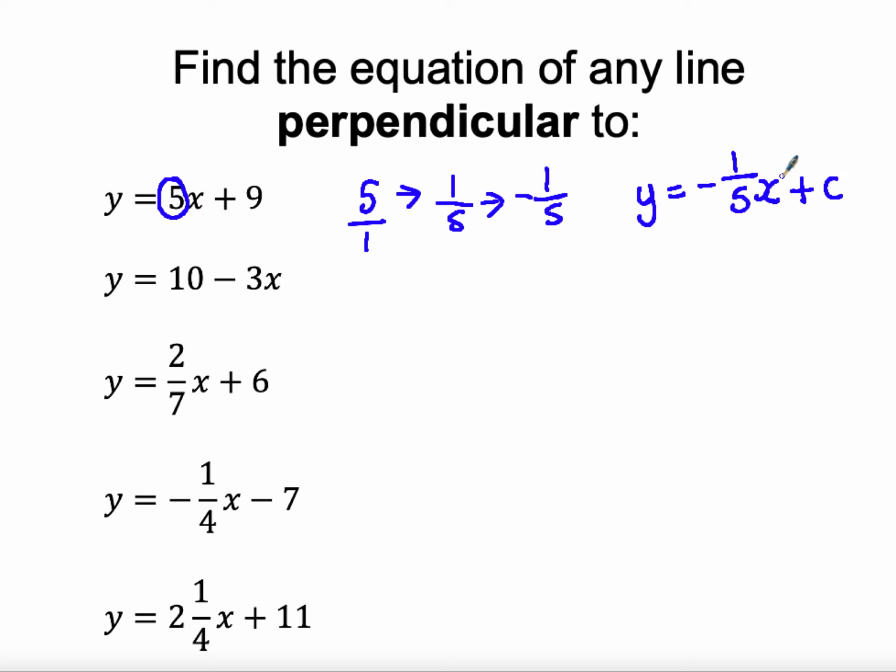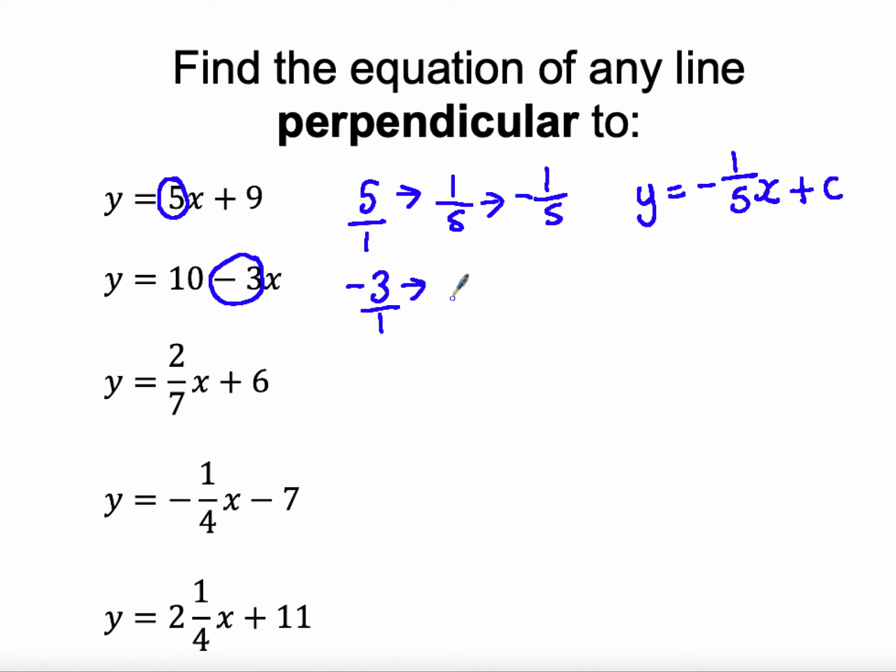We'll just go with c, but it could literally be anything: positive, negative, fractional, decimal, whatever you want it to be. So again, second one, we need to know what the gradient is. We know what the gradient is by looking at this, although it's not quite in y equals mx plus c form. It's close enough for me to be able to read it off. So gradient's negative 3.